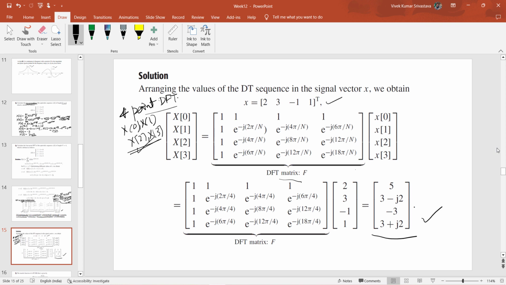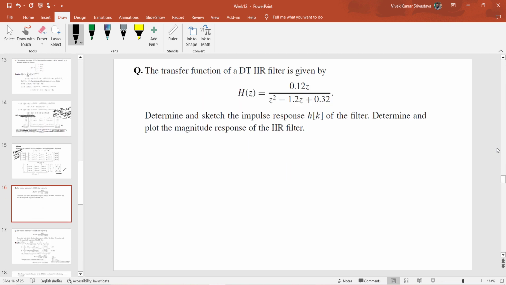I hope this problem was clear. Now moving ahead, the next problem is: the transfer function of a discrete time IIR filter, that is infinite impulse response filter, is given by this. It means the transfer function of the IIR filter is given to us.